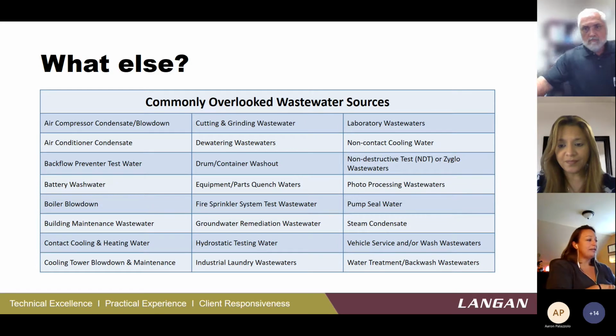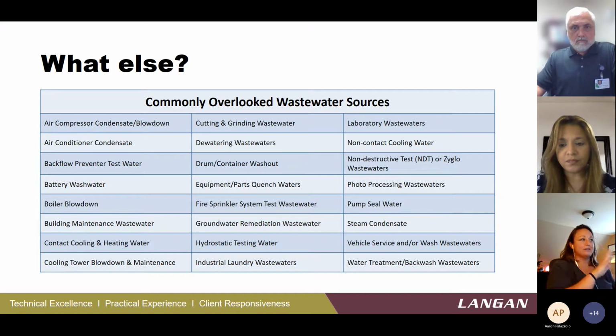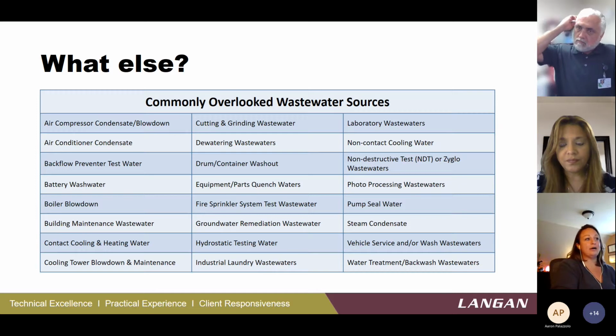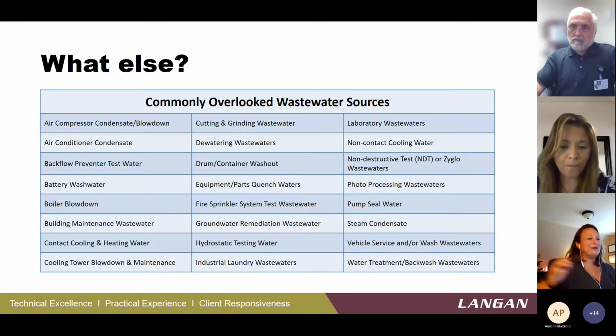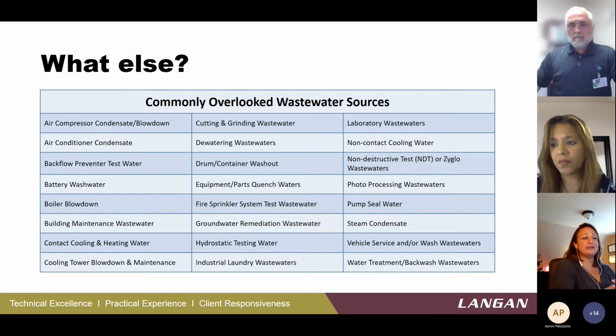We have contact cooling and heating. There's the cooling tower blowdown, maintenance, cutting and grinding, it goes on and on. Laboratory wastewater is another really commonly overlooked source, particularly in conjunction with any non-destructive testing. There's always a lab sink in an NDT area that everyone forgets about. So those are also sources of industrial wastewater that would need to be included in a permit. Photo processing, pump seal condensates.